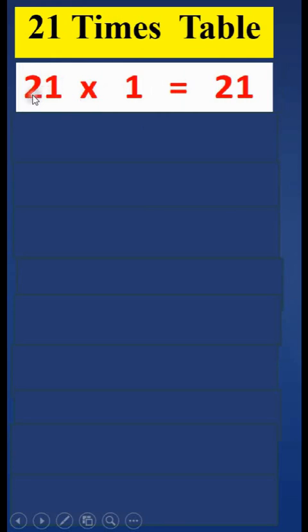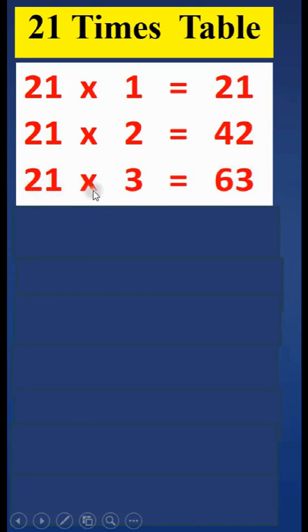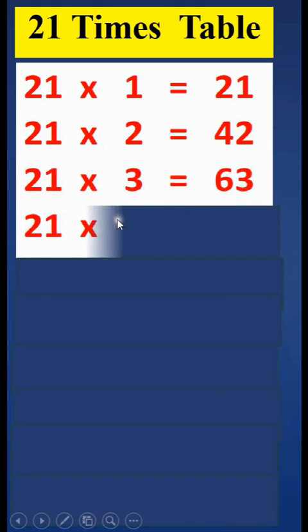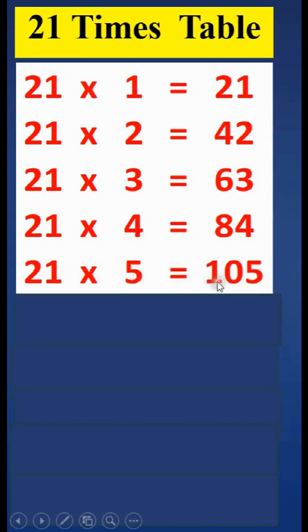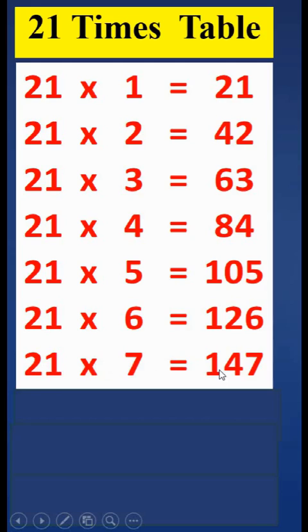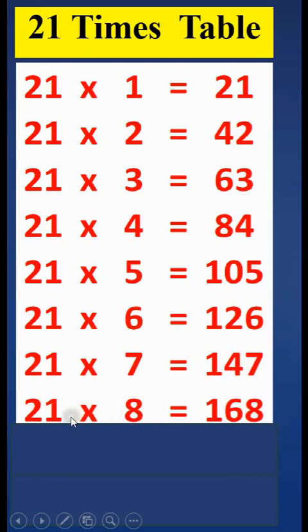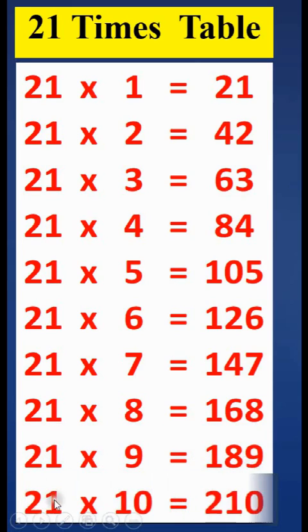21 times table. 21 times 1 is 21. 21 times 2 is 42. 21 times 3 is 63. 21 times 4 is 84. 21 times 5 is 105. 21 times 6 is 126. 21 times 7 is 147. 21 times 8 is 168. 21 times 9 is 189. 21 times 10 is 210.